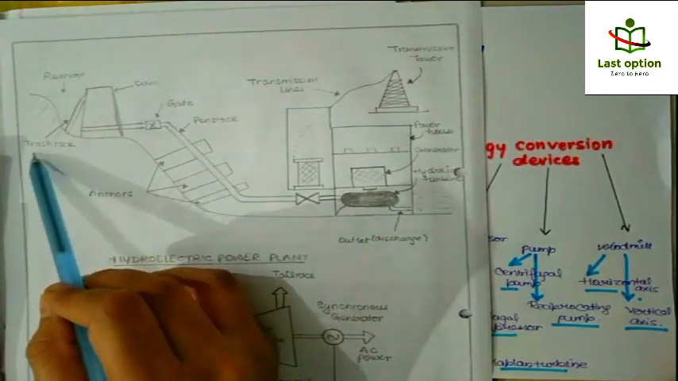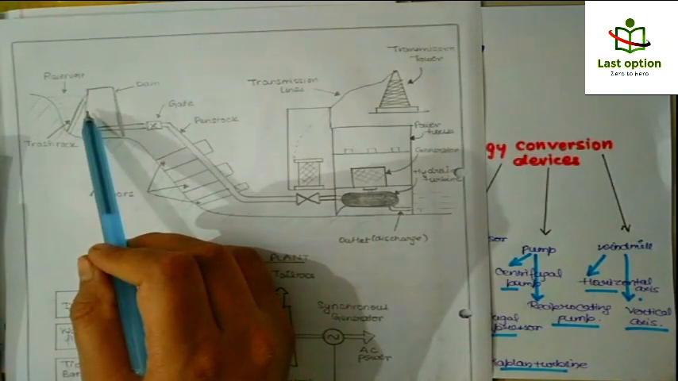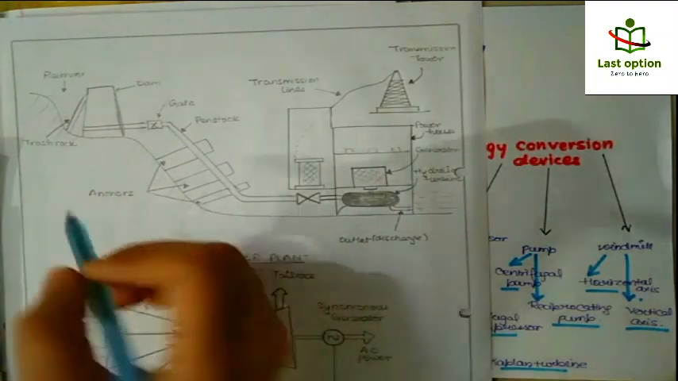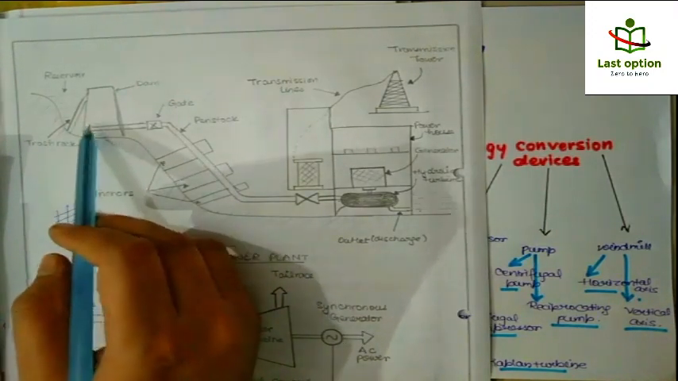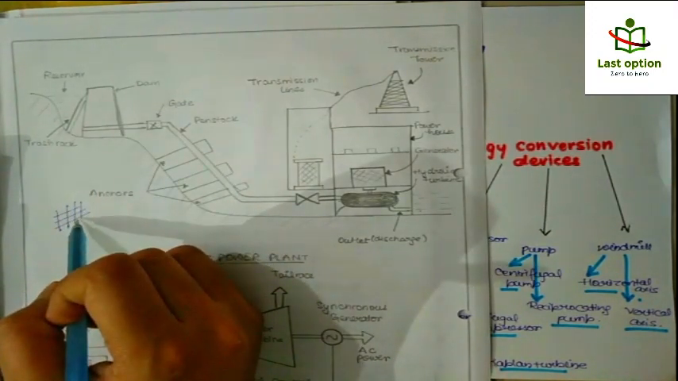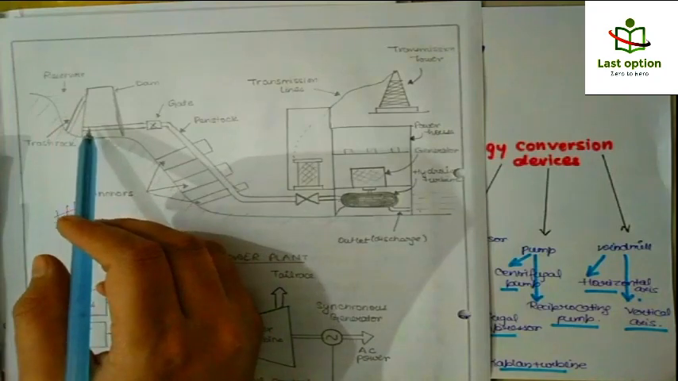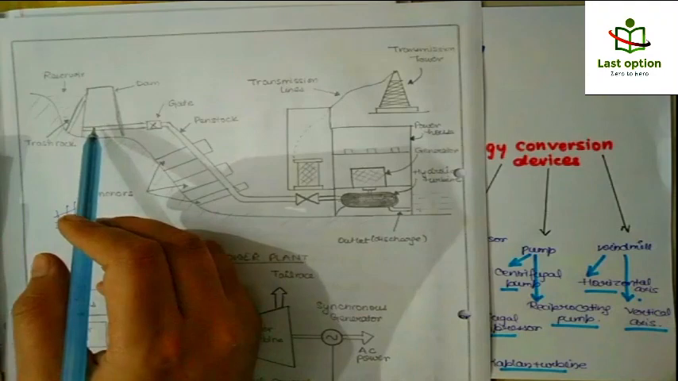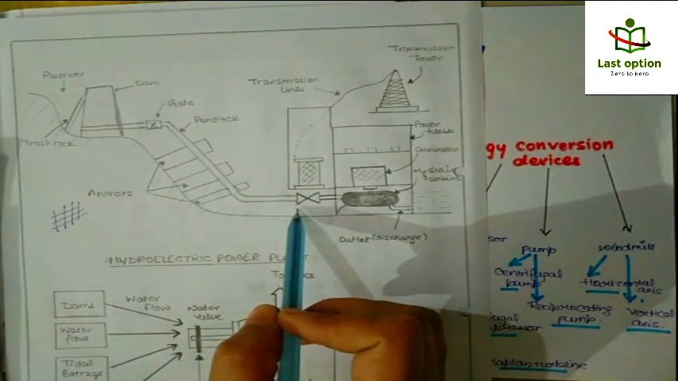Okay, then we have a trash rack. It prevents the entry of debris, that is dust particles. You can imagine it like a grid through which the water is passed, so that all the debris, meaning paper and garbage-type debris, should stop here, and only water without the debris should pass, so that all the components after this do not get damaged.